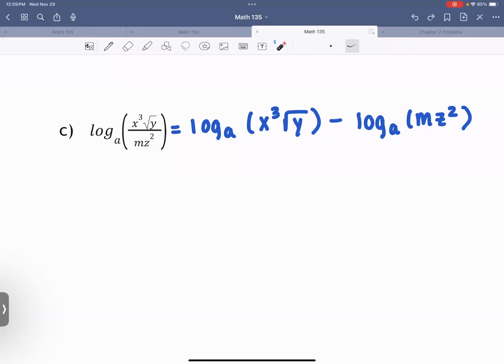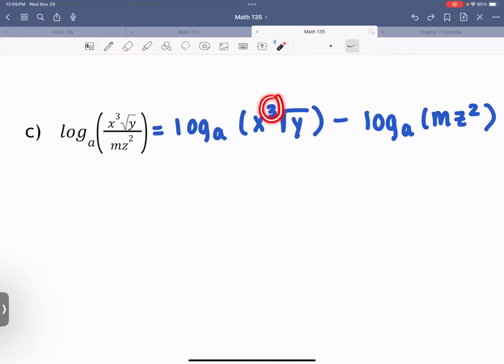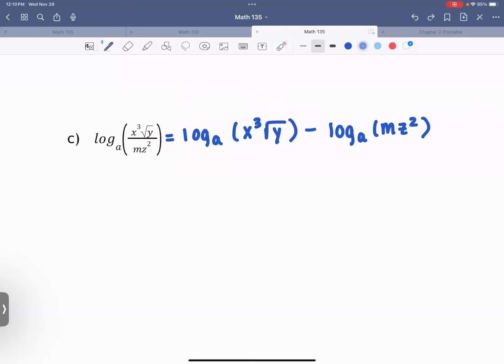Multiplication, right? Now, it's very tempting to take the powers, like this 3, and bring it up front, but we can't do that yet because the 3 is only attached to the x. If it's not attached to the entire thing, we can't do the property yet. So let's split up the multiplication. I'm going to split up log a of x cubed square root of y first. This becomes log base a of x cubed plus log base a of square root of y.